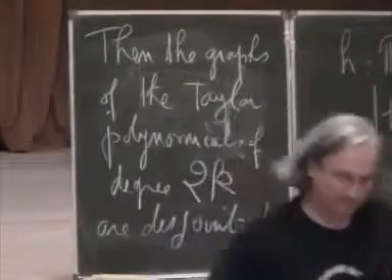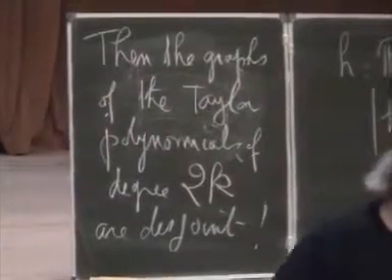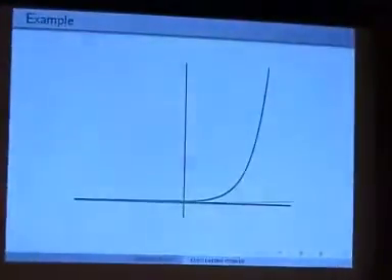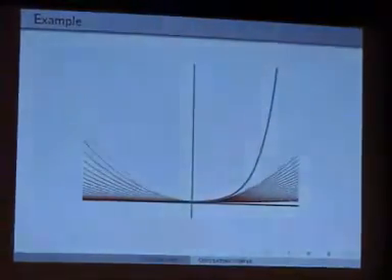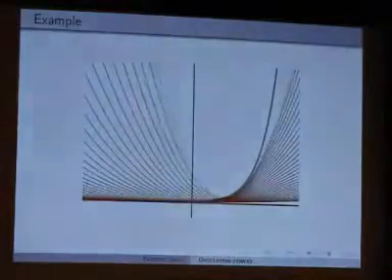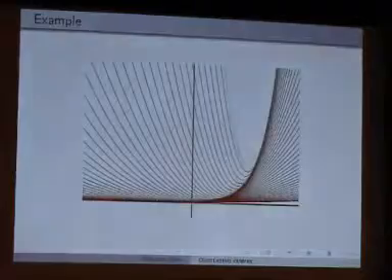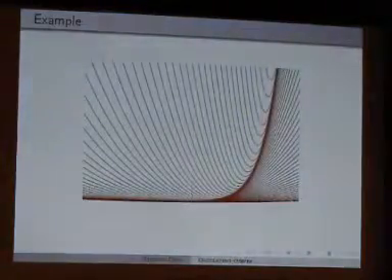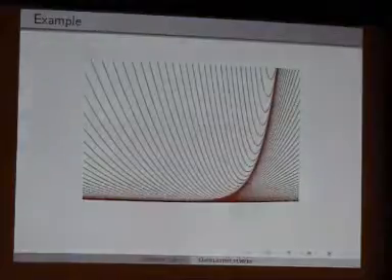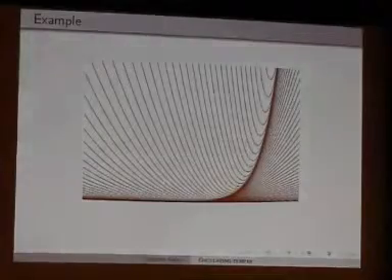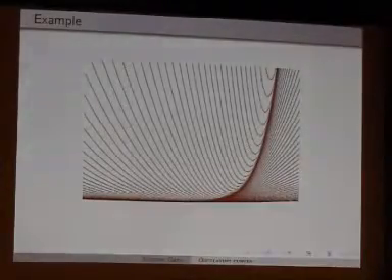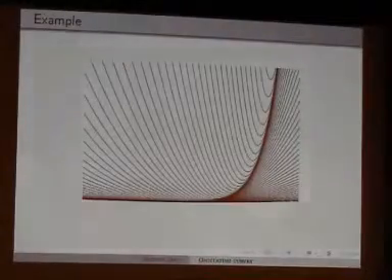So here's a picture first. This is the exponential function, and I'm drawing the Taylor polynomials of degree 2 at every point. A Taylor polynomial of degree 2 is just a parabola. And you see the picture, they don't intersect, 2 by 2. The exponential function has a third derivative which is not 0 everywhere. So the Taylor polynomials of degree 2 don't intersect.